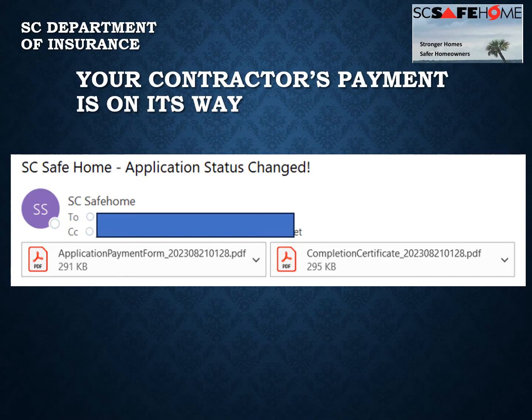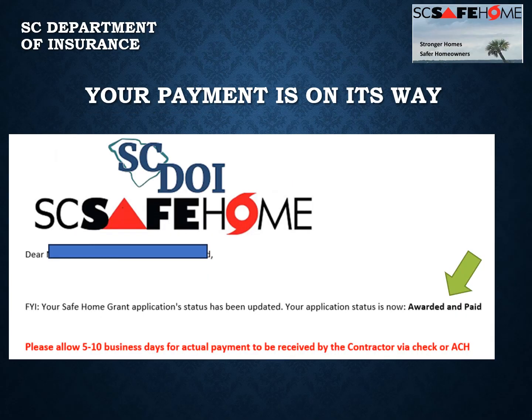When the SC Safe Home staff approves your reimbursement, then you will receive an email like this example continuing on several pages. This means that the SC Safe Home staff has completed its final review. Normally, this means that your contractor will be paid the SC Safe Home portion within 5 days. This email informs you and the contractor that the application is awarded and paid. There are several important documents attached to this email that we will show examples of over the next couple of slides. We will continue to show you the entire email on subsequent slides.